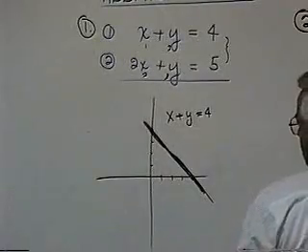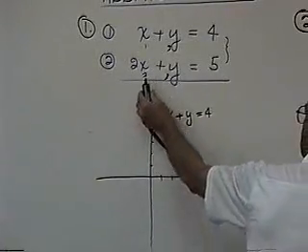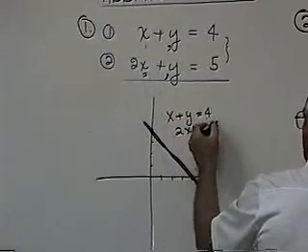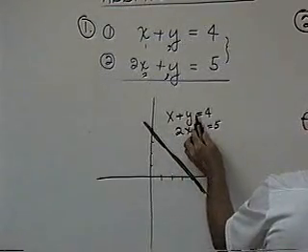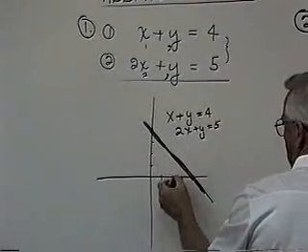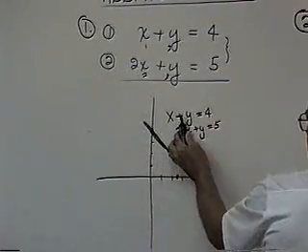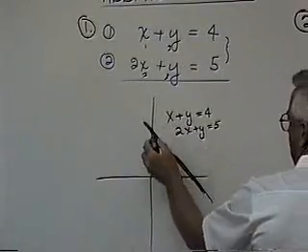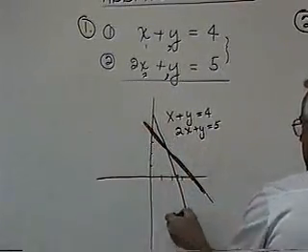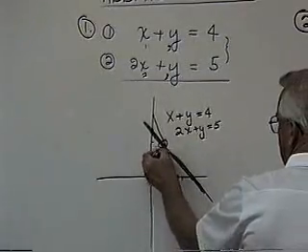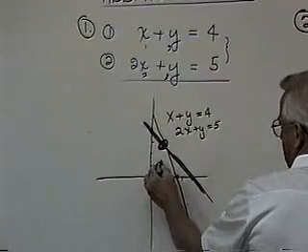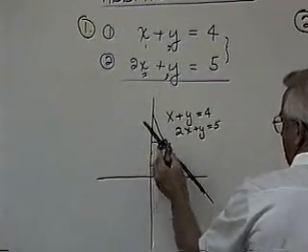Use a straight edge to do the way I do it. Then we look at the second equation, 2x plus y is equal to 5. Put your hand over the y, and x is 2.5, dividing the 2 into the 5. Putting your hand over the x part, y is 5. And you draw that line. And where they intersect, if this is drawn correctly, x will be 1, y will be 3.